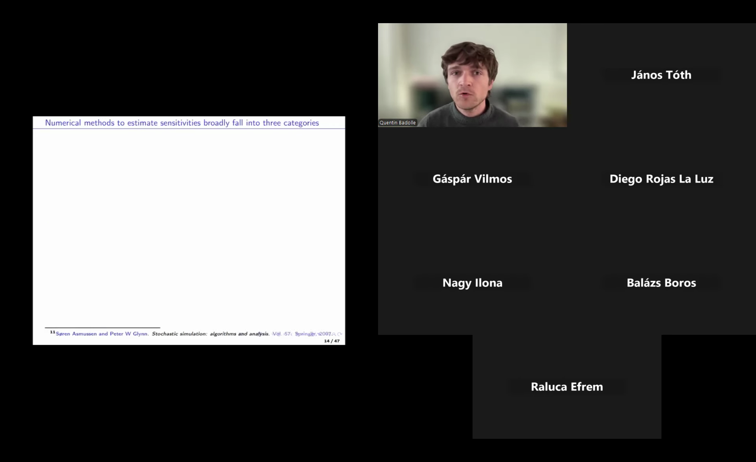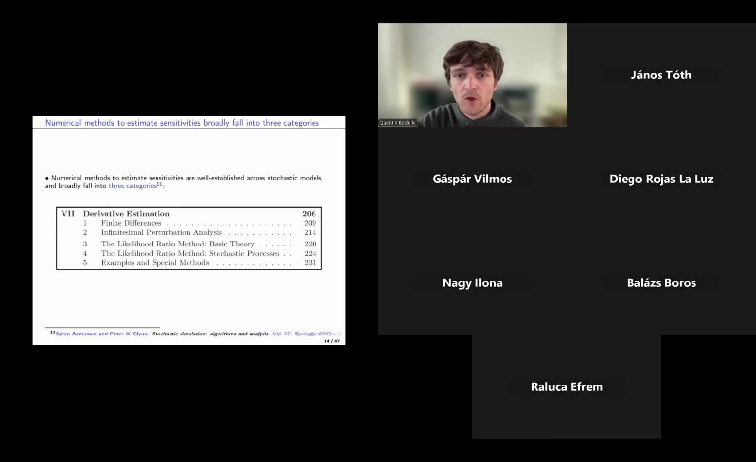Now I'm going to mostly focus on numerical methods to estimate sensitivities, which fall broadly in 3 categories. If you open any stochastic simulation book, like the one by Asmussen and Glynn, and look at the table of contents, you will find finite difference methods, infinitesimal perturbation analysis methods, and the likelihood ratio method. So these are the 3 types of sensitivity methods. I'm not going to cover them any further for first order sensitivity, but I'm going to introduce them for the second order.